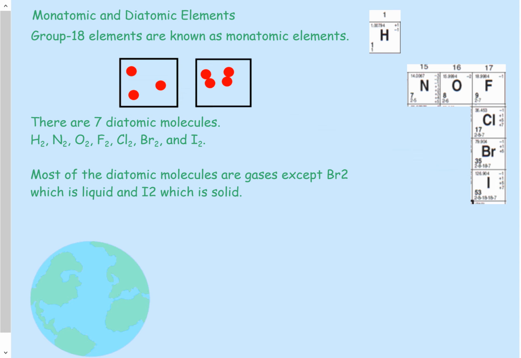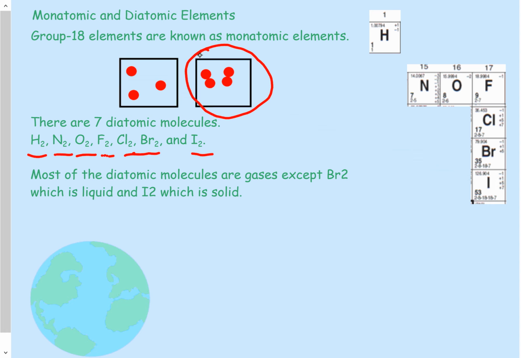There are 7 diatomic molecules or elements that exist in nature, and you should memorize the names of those 7 diatomic elements, meaning hydrogen, nitrogen, oxygen, fluorine, chlorine, bromine, and iodine. Anytime they exist in nature by themselves, you will always find them as a pair of atoms.